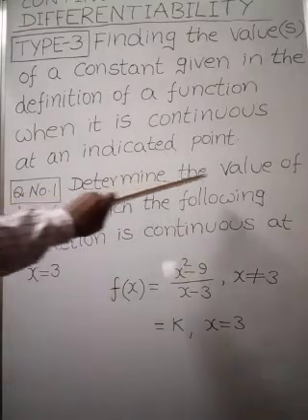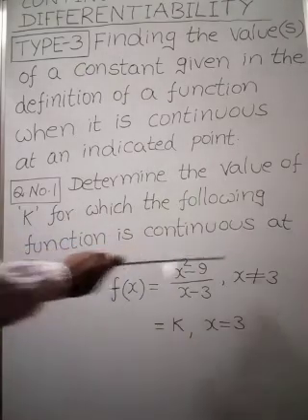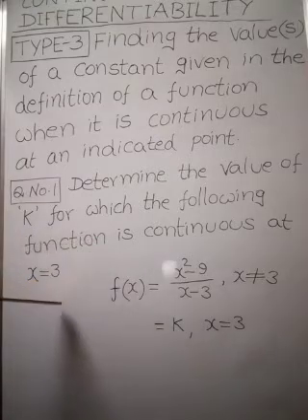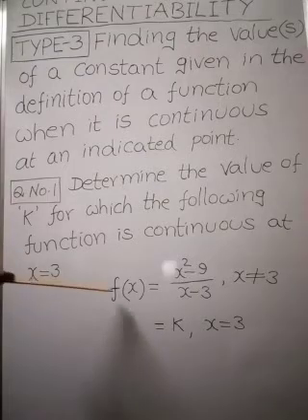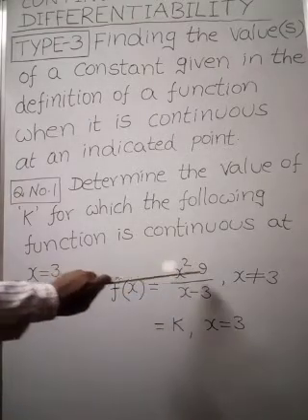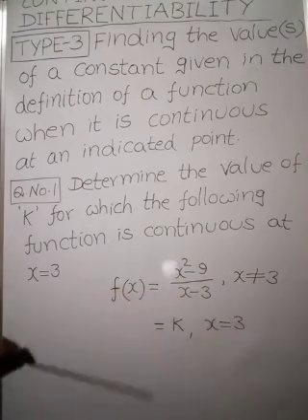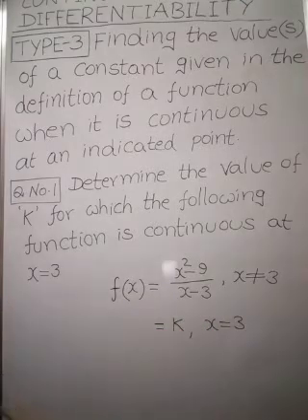See, determine the value of k for which the following function is continuous at x is equal to 3. If the function f is continuous at x is equal to 3, in that case, we have to find the value of k. See here how the function f is defined. f of x is equal to x square minus 9 by x minus 3 when x is not equal to 3, and f of x is equal to k when x is equal to 3. Understood the question, my dear children? Here we have to find the value of k.